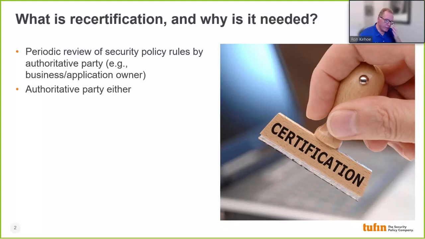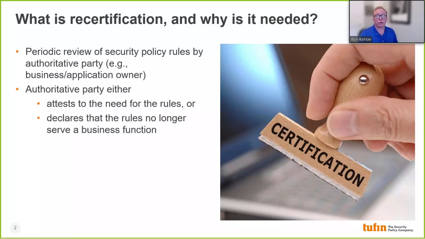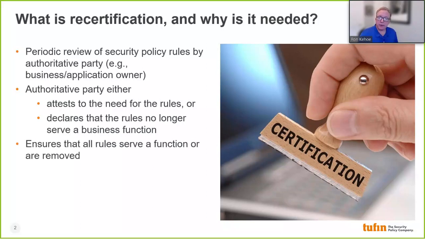And then once the authoritative party has been presented with rules to review or to attest to, they're going to make a decision. The decision is either going to be that the rules are still required, they're supporting a business function, or they're going to declare that the rules are no longer required. They aren't supporting a business function at all. And what happens next?